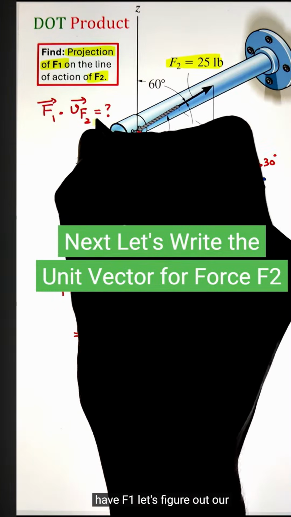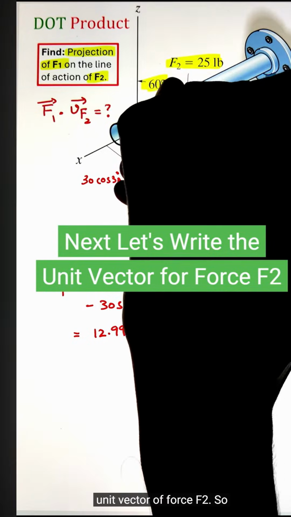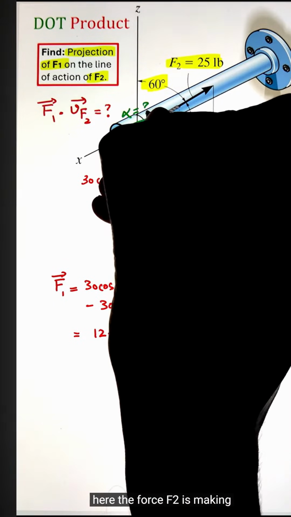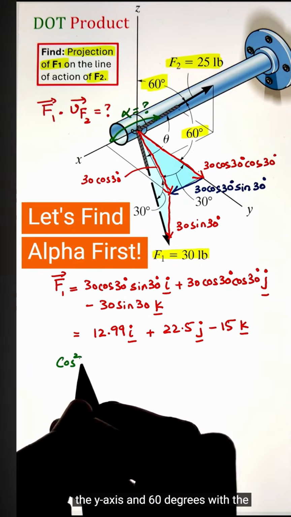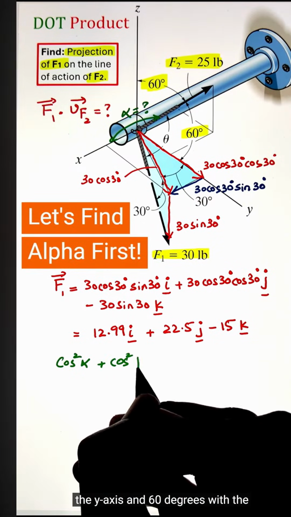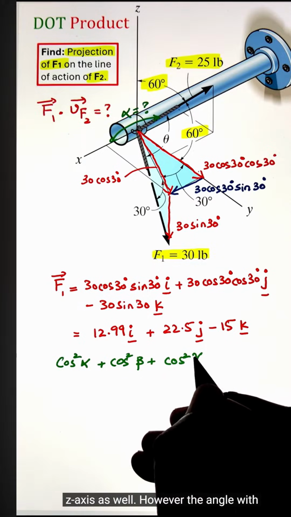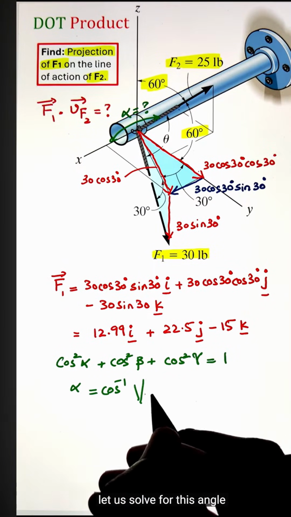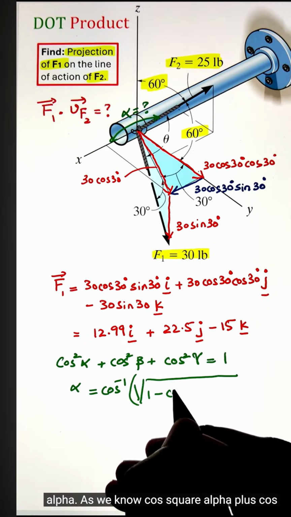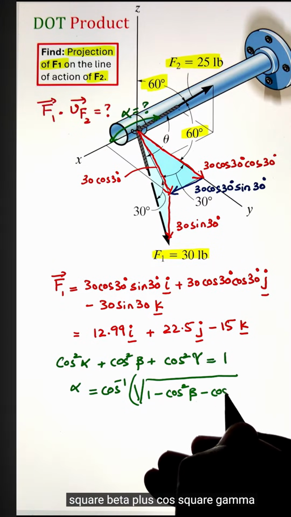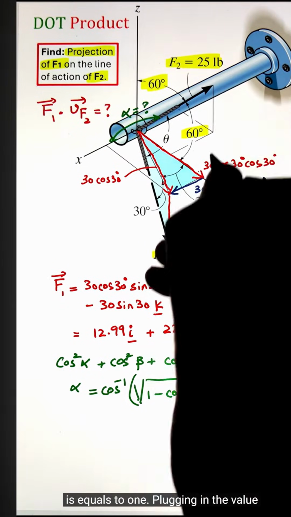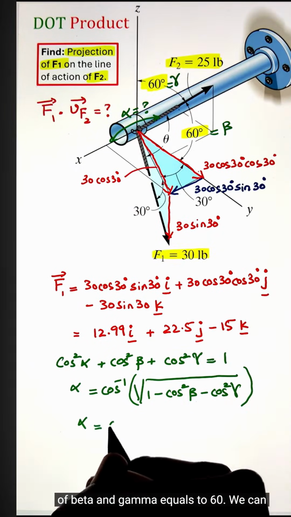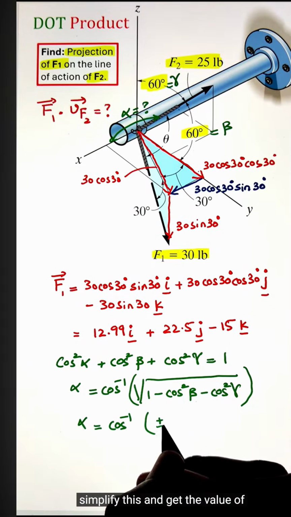Once we have F1, let's figure out our unit vector of force F2. So here the force F2 is making an angle of 60 degrees with the y-axis and 60 degrees with the z-axis as well. However, the angle with the x-axis is unknown. So first of all, let us solve for this angle alpha. As we know, cos square alpha plus cos square beta plus cos square gamma is equal to 1. Plugging in the value of beta and gamma equals 60, we can simplify this and get the value of alpha.